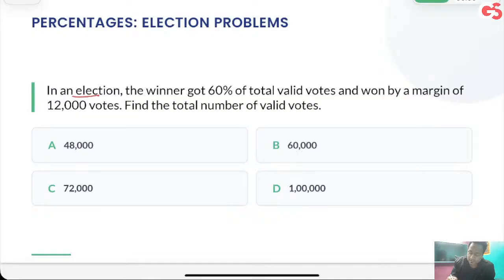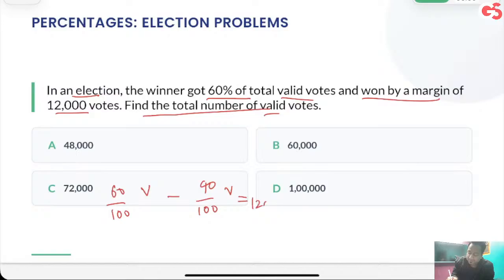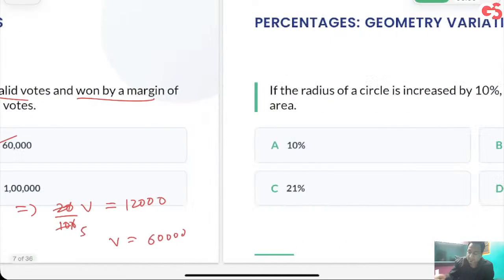In an election, the winner got 60% of total valid votes, won by a margin of 12,000 votes. Find the total number of votes. Valid votes. So let the valid votes be V. The winner got 60%. So obviously the loser would have got 40%, right? The difference is given as 12,000. That's all. So if I solve it, I get 20% of V as 12,000. Perfect. So V will be 60,000. As simple as that. Option B. We go ahead.